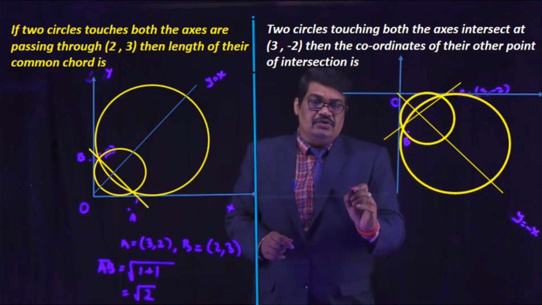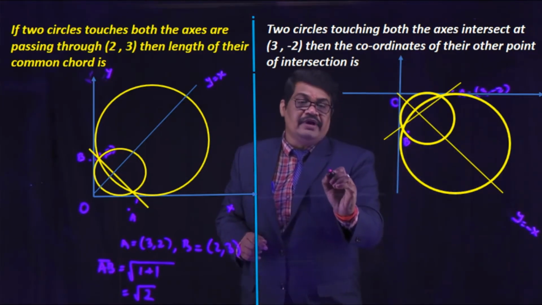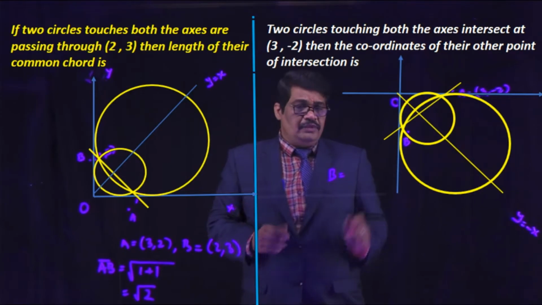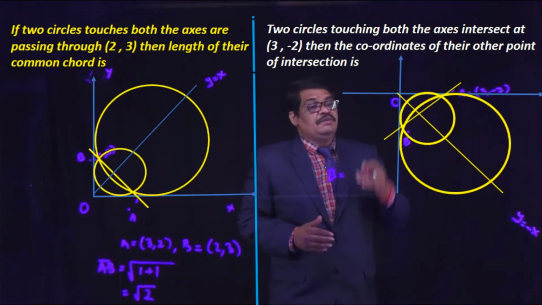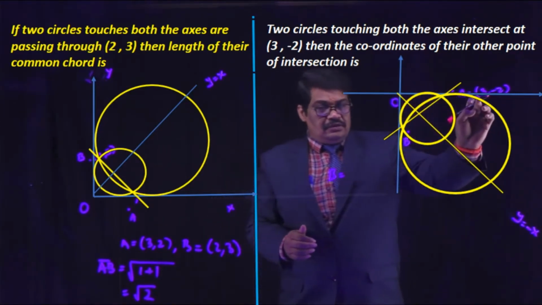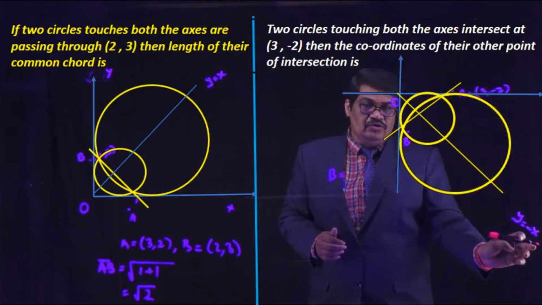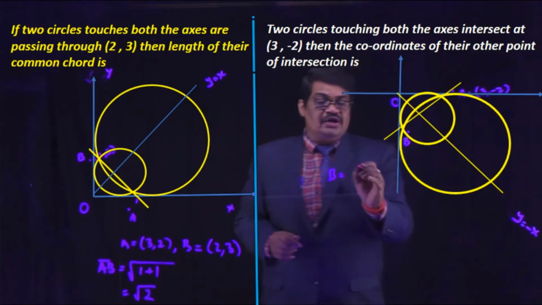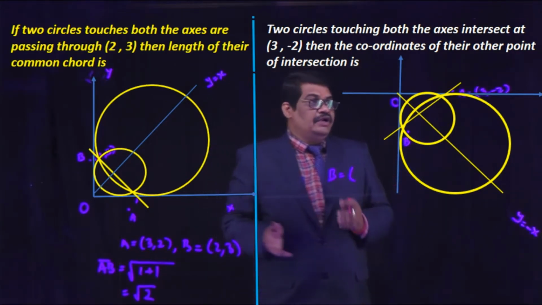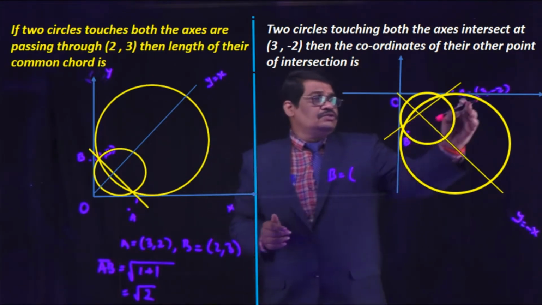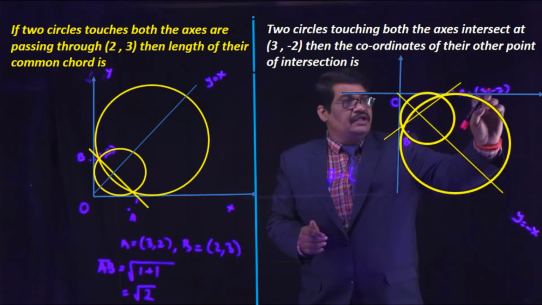Here, what are the coordinates of B? B is the image of the point A, (3, -2), with respect to the line y = -x. In this case, what are the coordinates of B? A's coordinates are (3, -2).